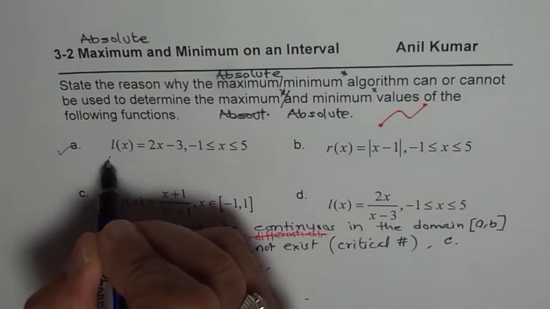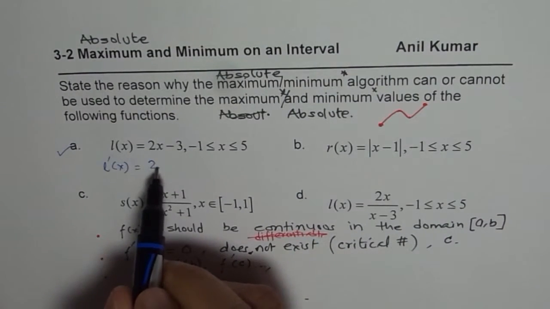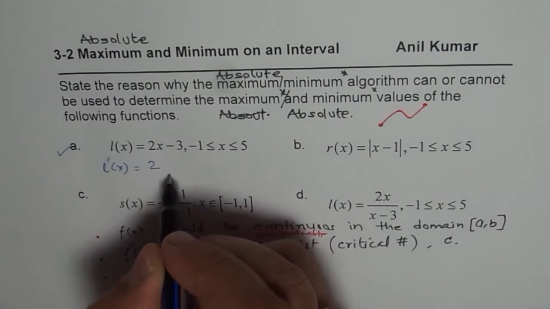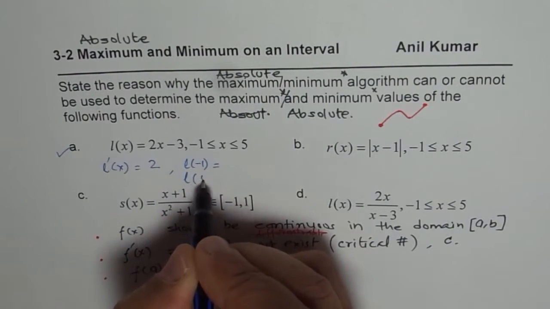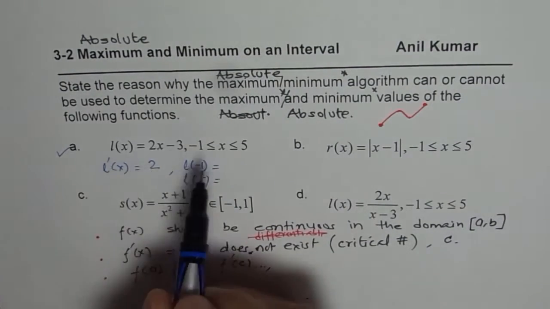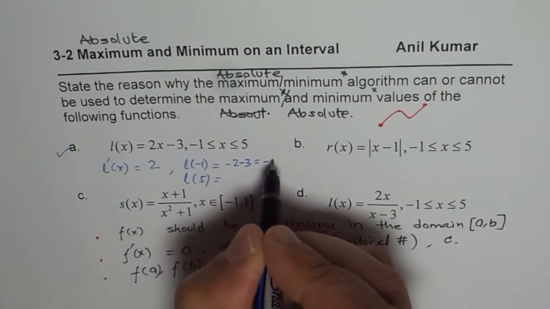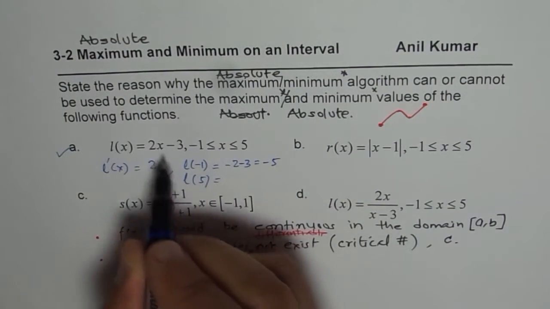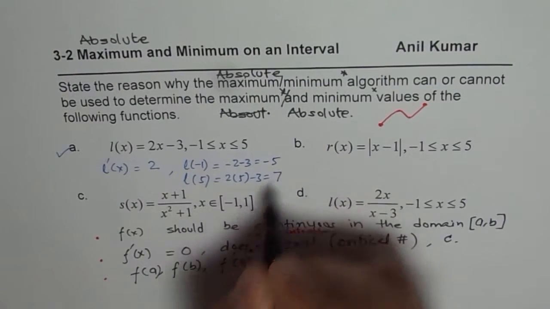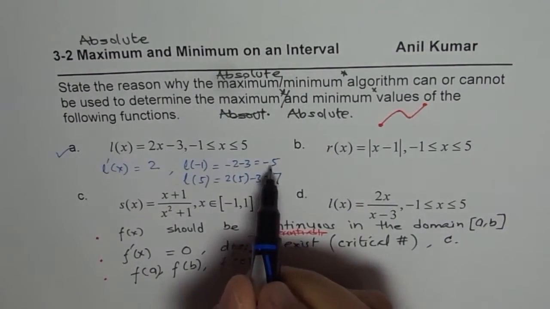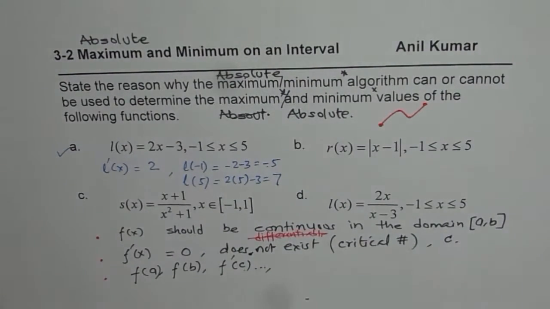For example, you will do it like this: L dash x for this is the number 2, and since this cannot be 0, there is no critical point, but you can always find the value of the function at -1 and the value of the function at 5, correct? Once you calculate these values, -1 gives you -2 minus 3, which is -5, and 5 will give you 2 times 5 minus 3, which is 7. So 7 is your absolute maximum and -5 is your absolute minimum. So you can use your algorithm and find your answer.